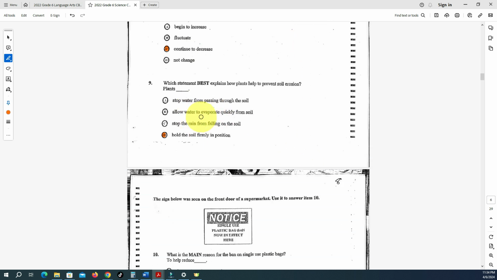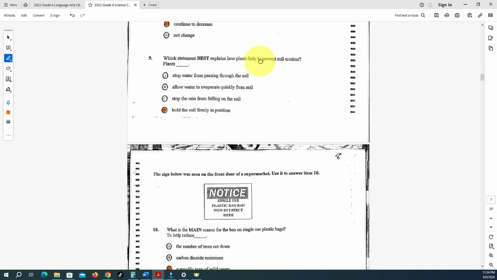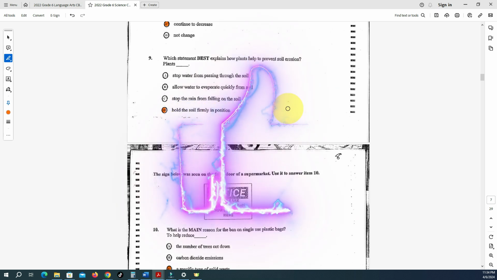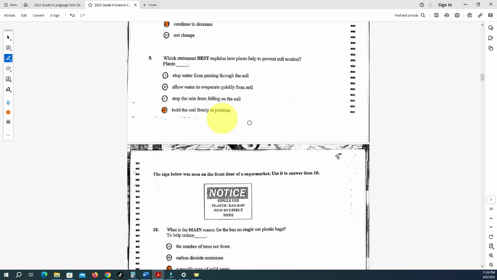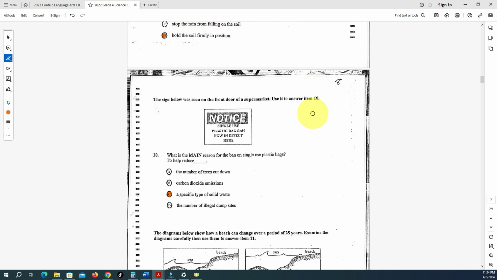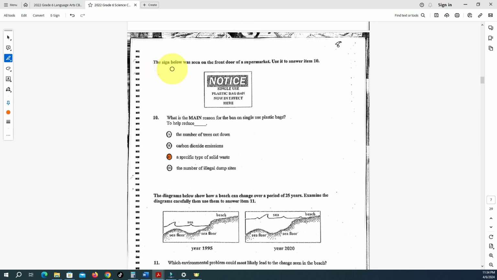All right. Which statement best explains how plants help to prevent soil erosion? So what I know plants do is that they hold the soil firmly in position, so we don't have a landslide or the soil doesn't move away and strip it down to stone. So I know that definitely this is a one. What would you choose?